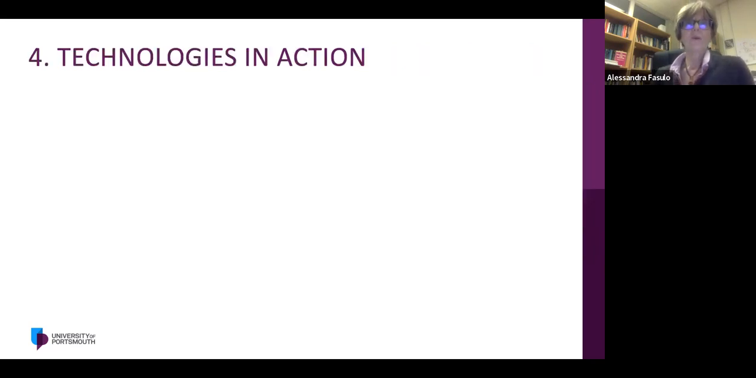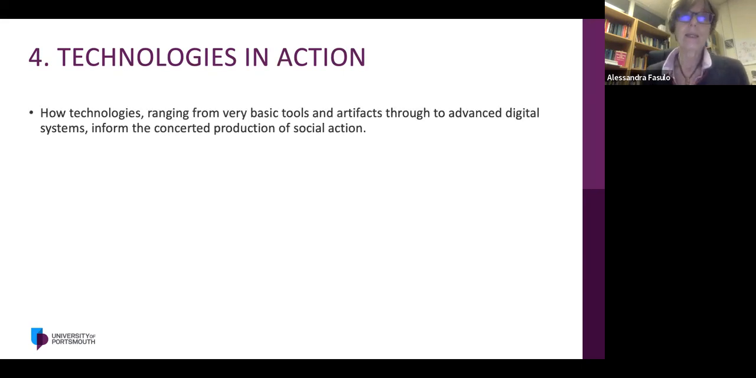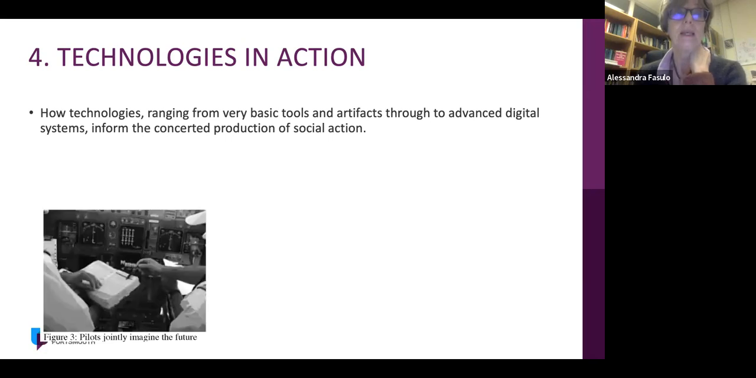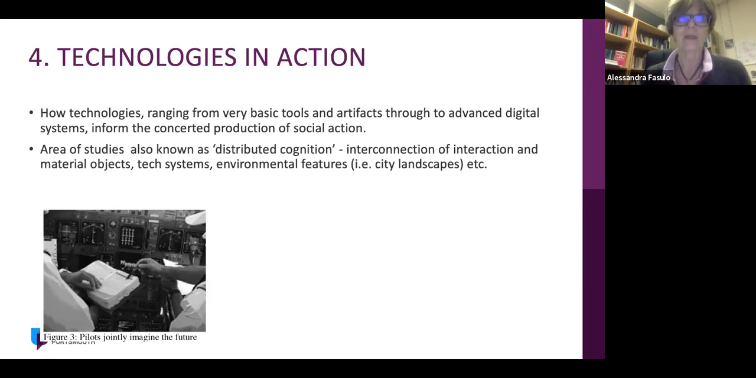Okay, so as we said, we go through the fourth point before returning to pain, and this is about technologies in action. Simply, it means that we study how technologies, from basic tools like a glass to advanced digital systems, inform the concerted production of social action. In this case, these are pilots deciding what they're going to do with some form of artifact, in fact surrounded by very complex artifacts.